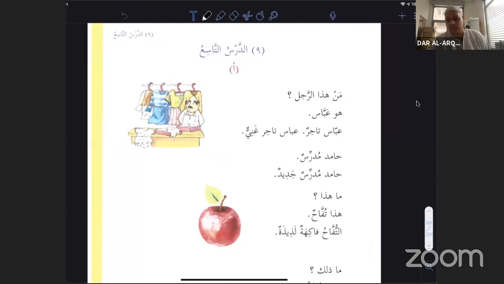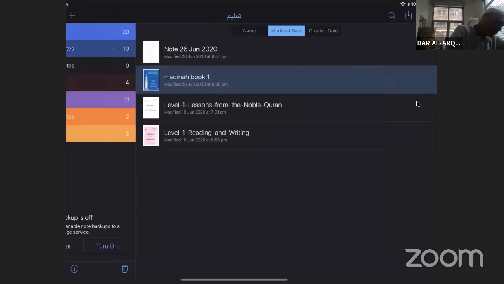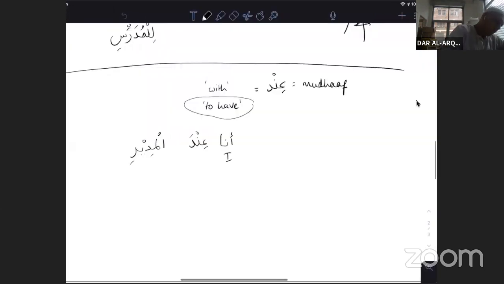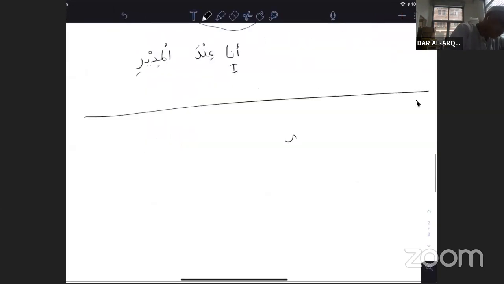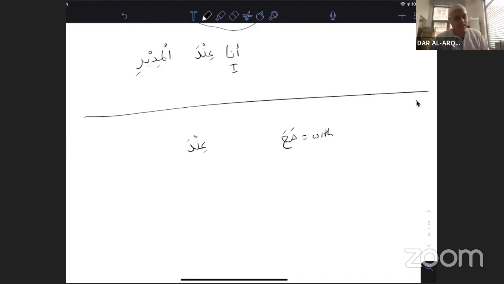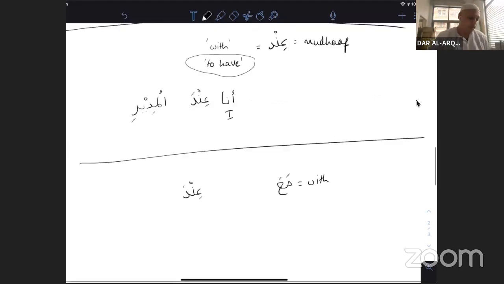Someone asked, what's the difference between ma'a and inda? Okay, let's go through that actually. That's a good question. Ma'a and inda. What does ma'a mean? Ma'a means with. Huwa ma'i. If I say huwa ma'i, he is with me. Or we also said inda means to have something or to be with.